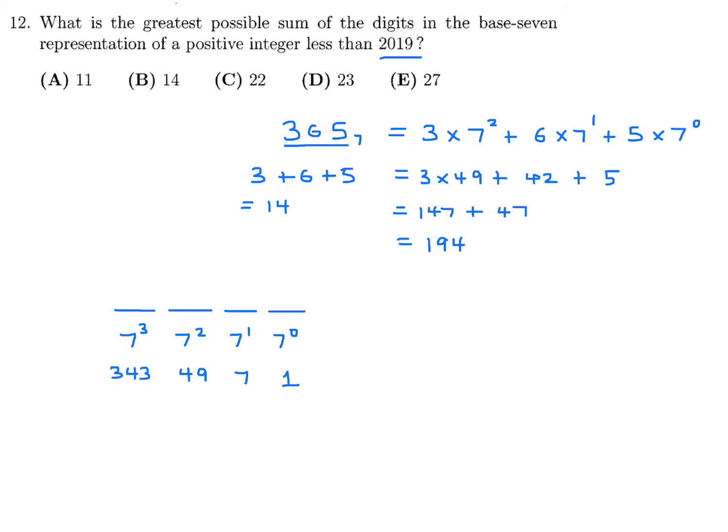And then another very important thing to mention in base 7 is that the digits can only be from 0 to 6. In base 10, the digits are from 0 to 9, but for base 7, only from 0 to 6. So the maximum I could put here is 6, 6, 6, 6, like that. And if I did, that number I can now figure out. It would be 6 times 343 plus 6 times 49 plus 6 times 7 plus 6 times 1.